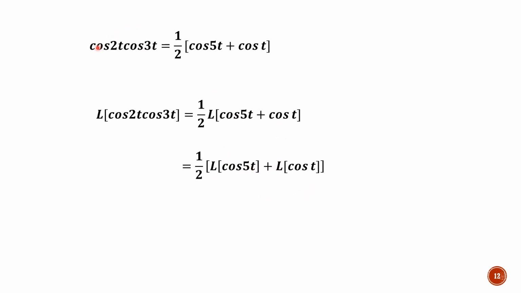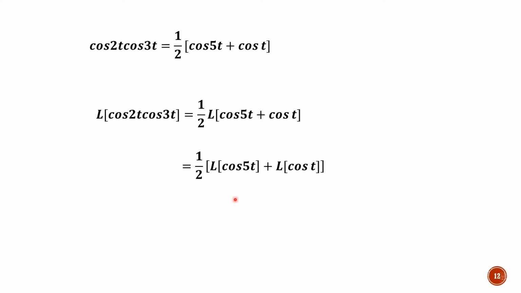Okay, so we have used trigonometric formulas to convert this product term to the sum of two terms. We have used the cos A cos B formula: 2 cos A cos B equals cos(A plus B) plus cos(A minus B). Then we take Laplace on both the sides. Now we can take Laplace of both the terms because we are having a plus sign in between.